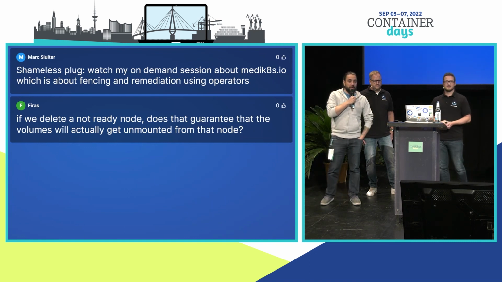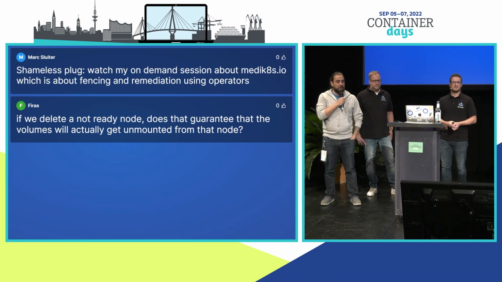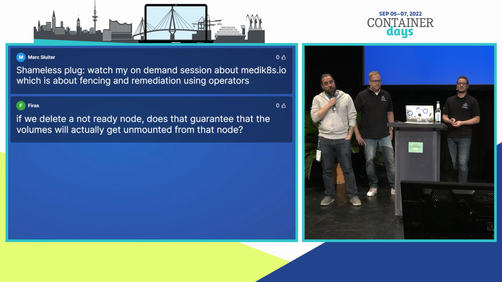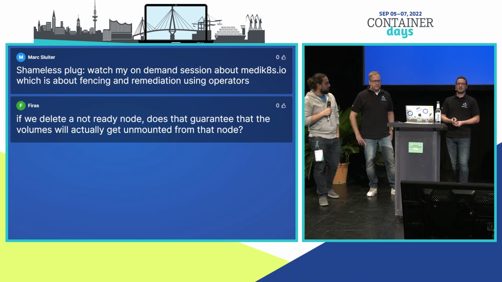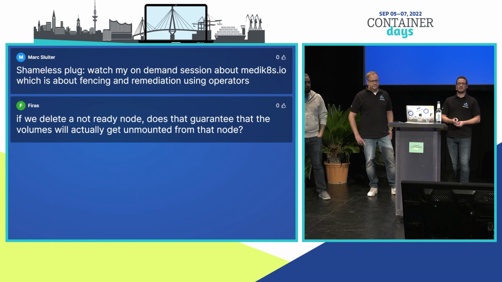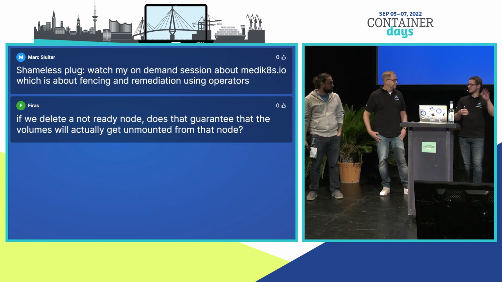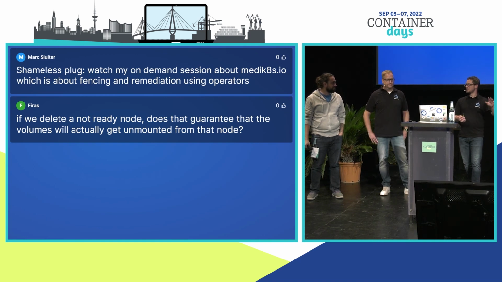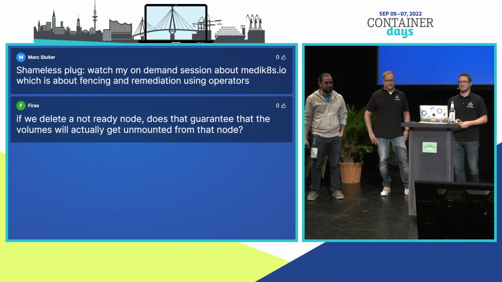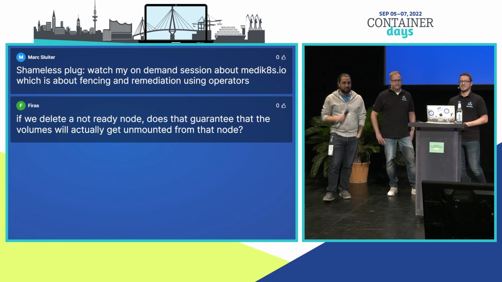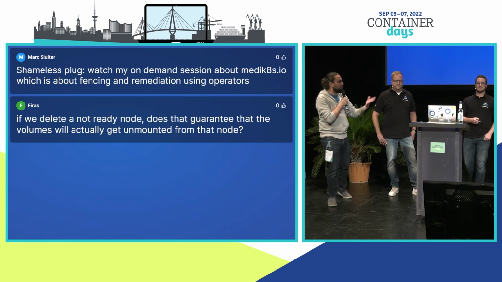And the final one: if we delete a not-ready node, does that guarantee that the volumes will actually get unmounted from that node? They will, but not in a clean way, right? If you just delete the node, Kubernetes assumes it is gone and that it can do whatever. If you don't shut it down, well, it keeps running, right? So maybe not a good idea. It will fail over, but probably cause other issues. Don't force delete.